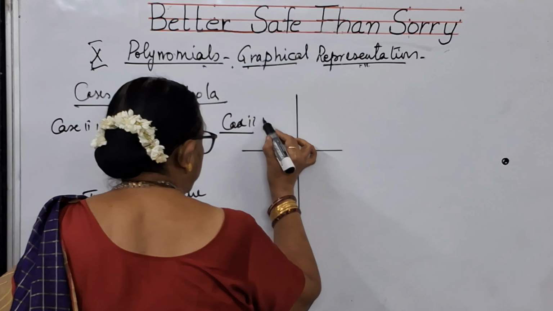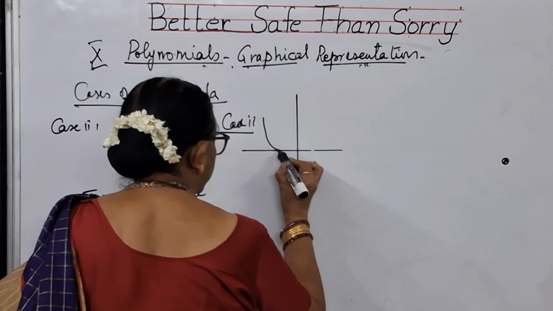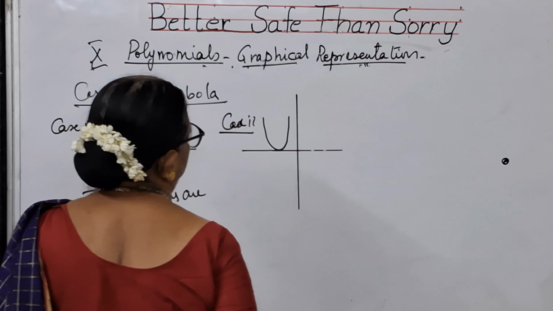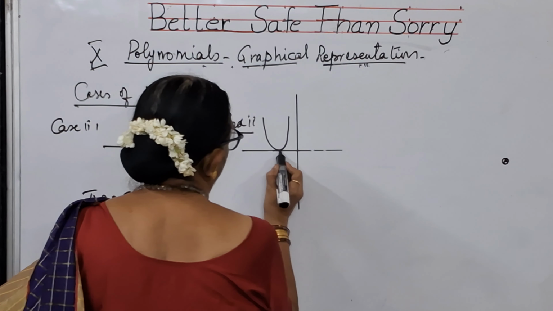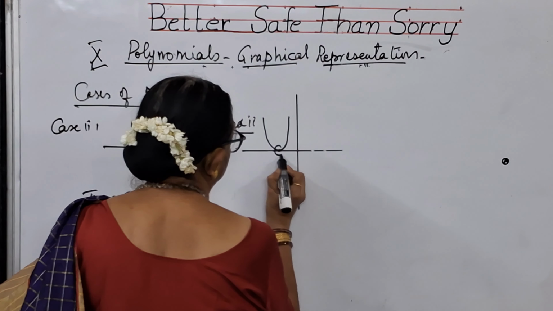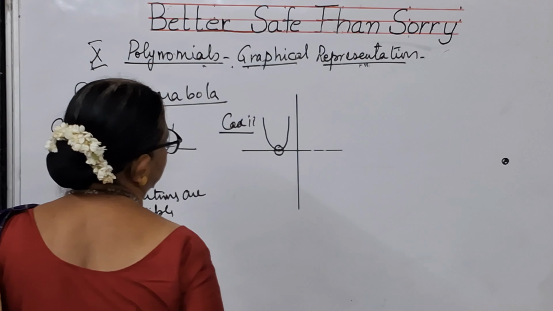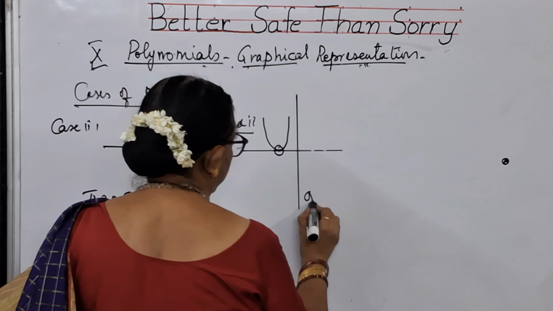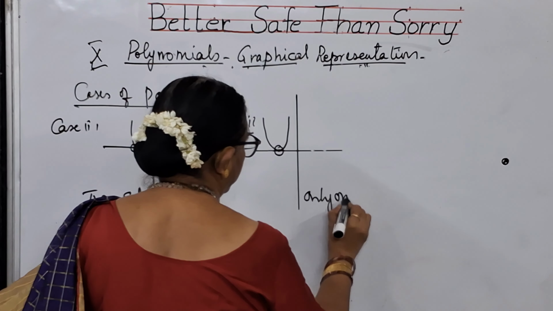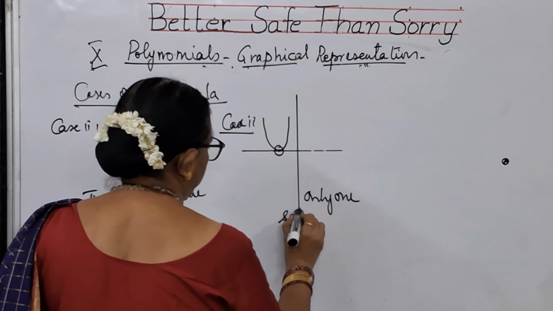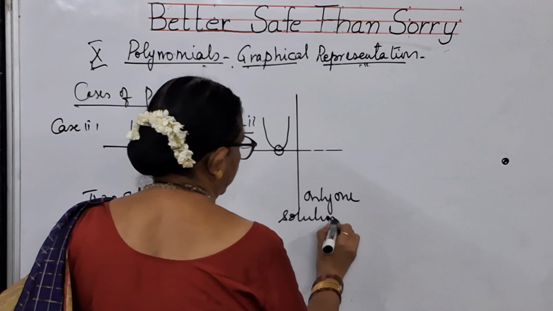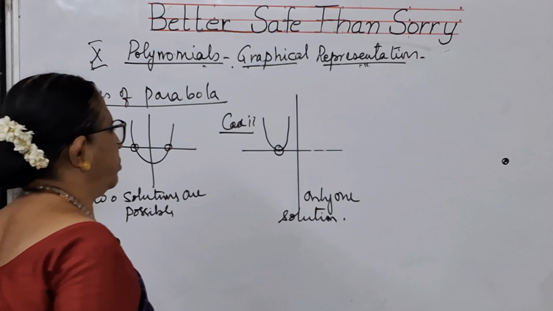The solution might be like this, either this side or that side, even this side. Here, at only one point the parabola is touching the x-axis. Therefore, it has got only one solution. So, in case 2, there is a possibility.